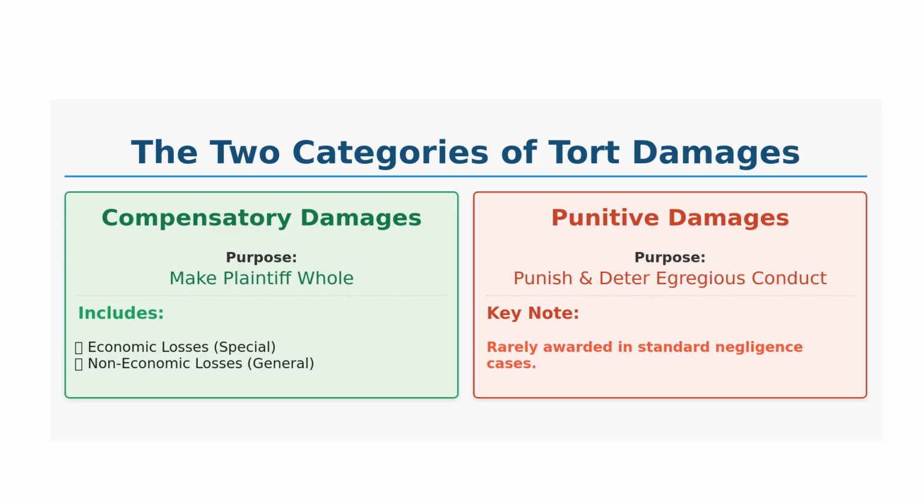The second category is punitive damages. These are fundamentally different. They are not designed to compensate the victim, but rather to punish the defendant for particularly egregious behavior and to deter similar conduct by others in the future. It is vital to remember that in typical, standard negligence cases involving simple carelessness, punitive damages are almost never awarded. They are reserved for conduct that rises far above mere breach of duty, making the distinction between these two types crucial for understanding recovery potential.